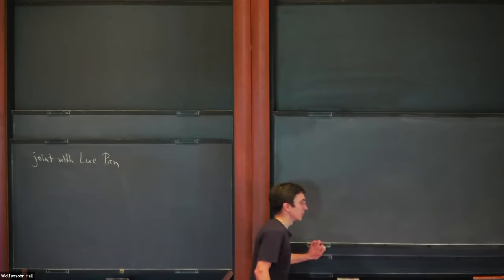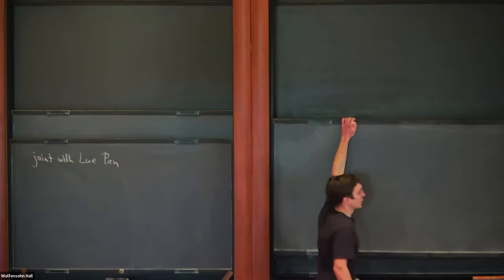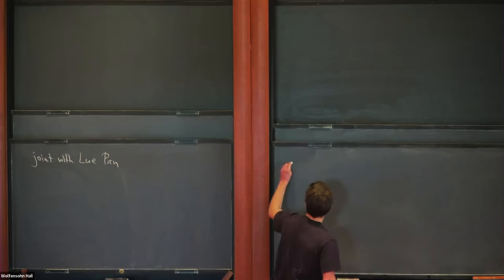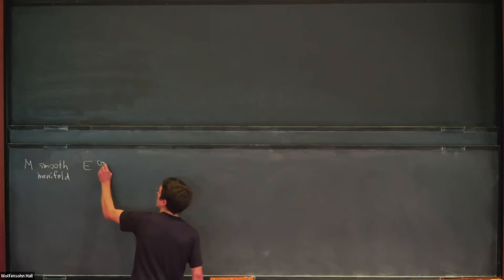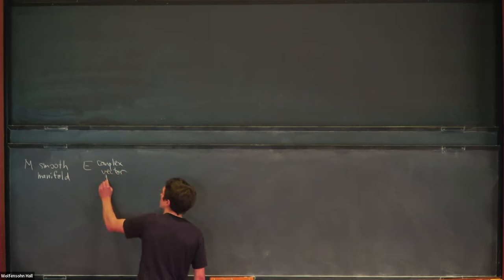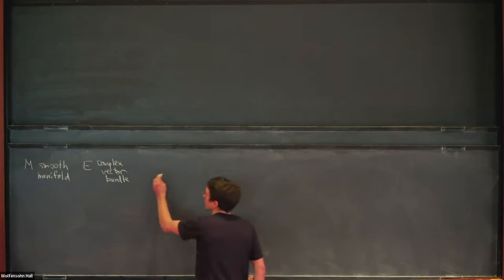What I'll talk about is joint work with Lue Pan. It's motivated by the following, maybe somewhat classical, differential geometric construction. Suppose I have a smooth manifold, and I'm given a complex vector bundle, just in the topological sense, of rank N.